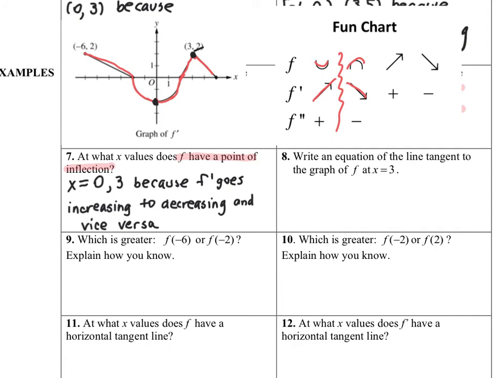My justification is exactly what I was looking for in this f prime graph. F prime goes increasing to decreasing and vice versa. You don't have to specify which one, increase to decrease or decrease to increase, goes with each of these points of inflection.